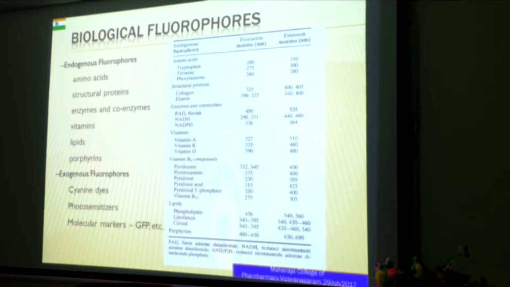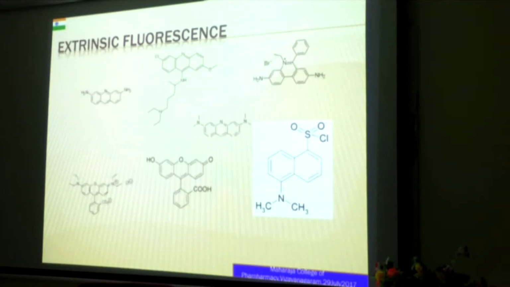Lipids, sometimes they show it when conjugated with something else. Or porphyrins, they show the luminescence. That means you do have several molecules of interest in biology that do show the fluorescence. That means you can make use of this fluorescence technique for studying various kinds of things. Can I have the next slide?